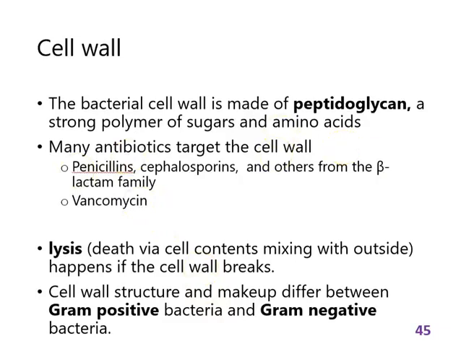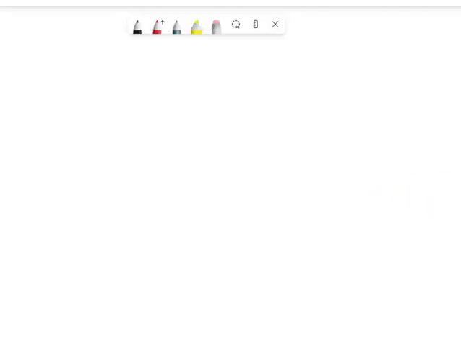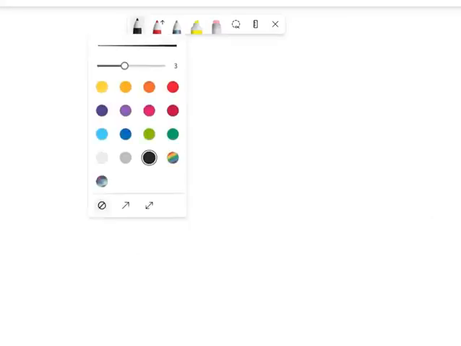So let's draw a typical bacterial cell. I think this will help. I don't know, this software has been updated since I last used it. Ooh, that's cool. Let's try Galaxy. So we're going to draw a typical cell.